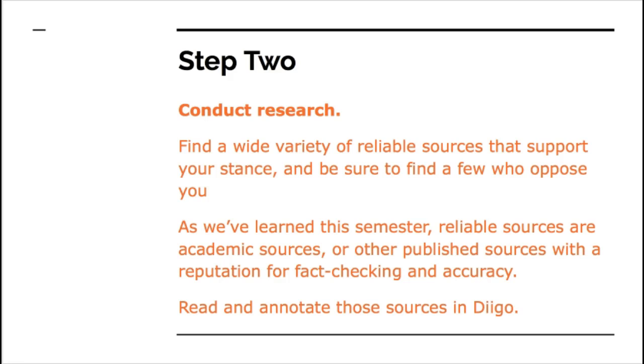As we've learned this semester, reliable sources are academic sources or other published sources with a reputation for fact-checking and accuracy. You don't just want to Google something and use somebody's blog. We want published, vetted sources from publications that have editors. When you find your sources, you want to read them and annotate those sources.